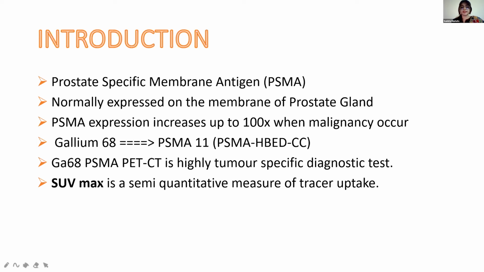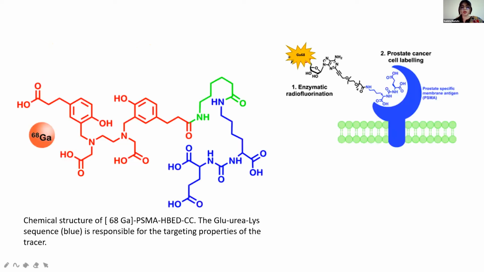So what we do is that we visualize the SUV of every organ, and then we can see how much of gallium-68 PSMA-11 is uptaken by that specific cell. As you can see, this is the structure of gallium-68 PSMA-11, and this blue part here is responsible for the binding with the membrane antigen present on the prostate gland surface.